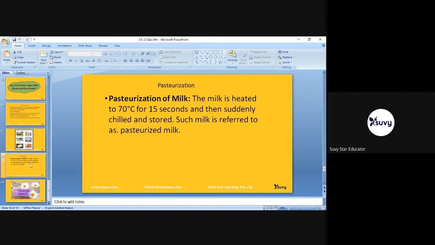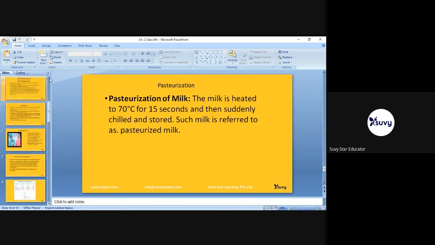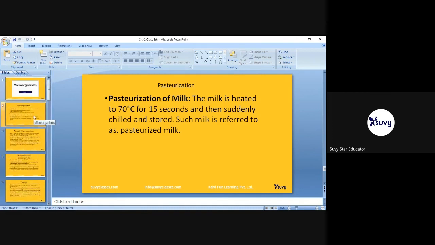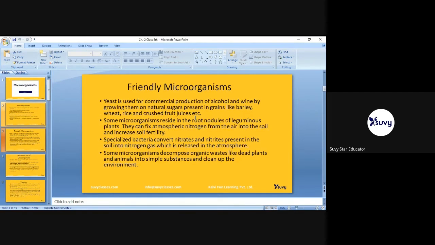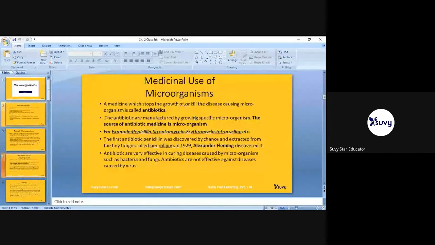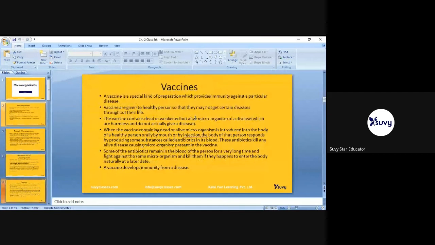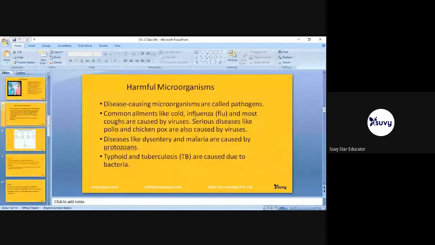So this was the last topic from this chapter. In the next session, we will start another chapter. In this chapter, I'm just giving a brief: we have discussed the microorganisms, their examples, the friendly microorganisms, the medicinal use of microorganisms, the vaccines, and what is vaccination.